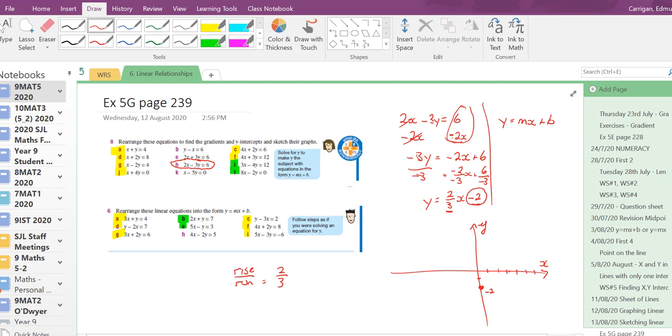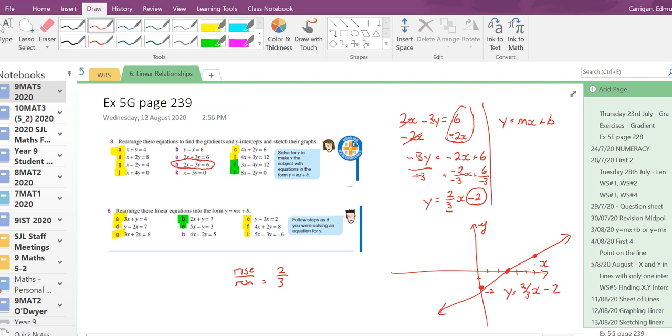1, 2, 3, and then I go up 2. I was at minus 2, I'm going up 2, that gets me to 0, and there's my point. Now I can do another point, go across another 3, 1, 2, 3, and up another 2, or I can simply draw it once I've got 2 points. If I draw a line through there, that is what it looks like. That is y equals 2/3 x minus 2.